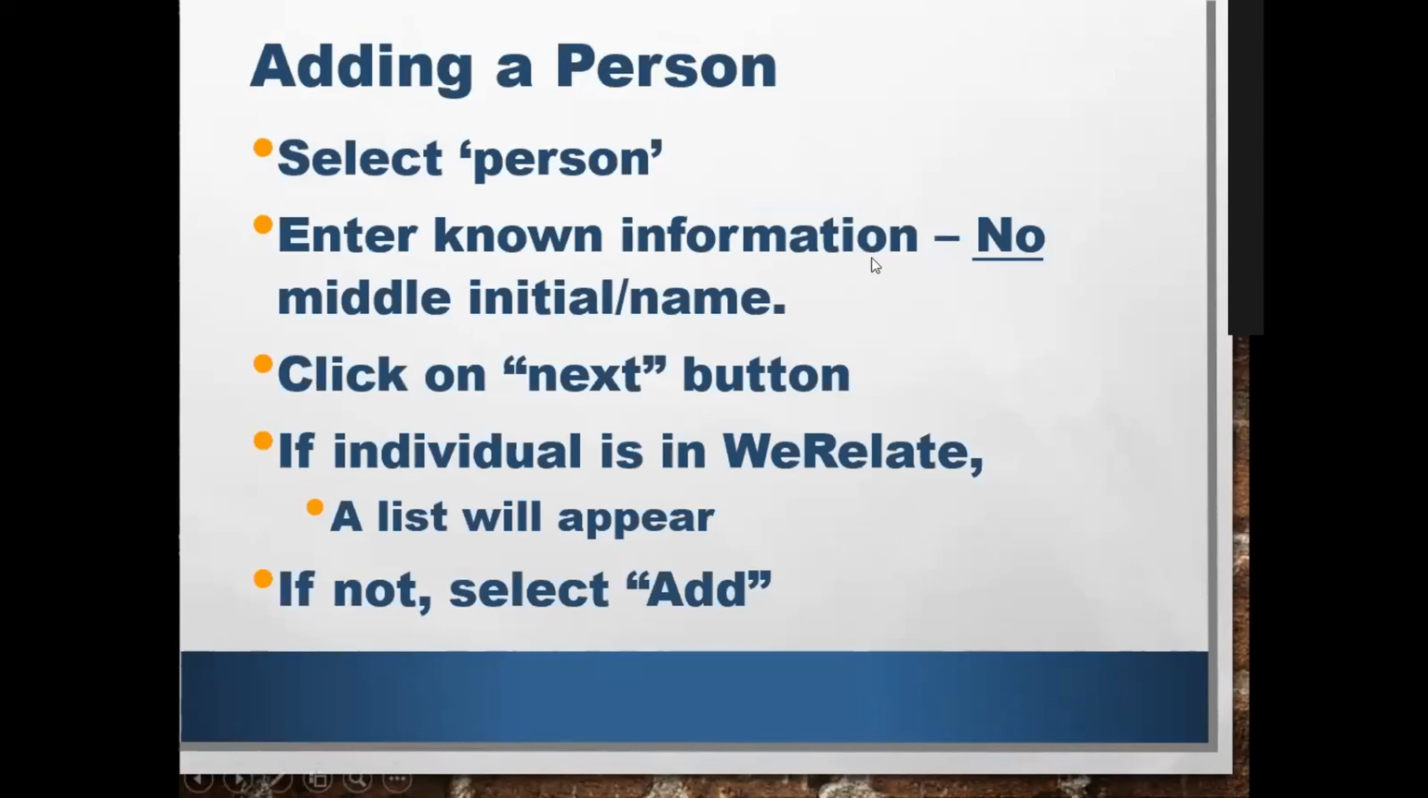You can select a person, you enter known information. You cannot put initials or middle names in there. They only want the given name and the last name. And you can also add the birth and death year that you know. You must put in a gender, whether or not it's male or female, in order for it to be considered a page and to be saved at a later time.